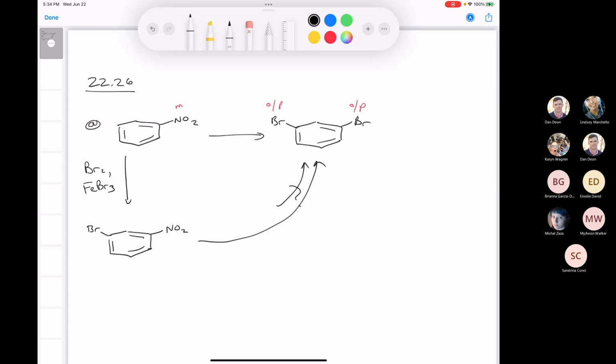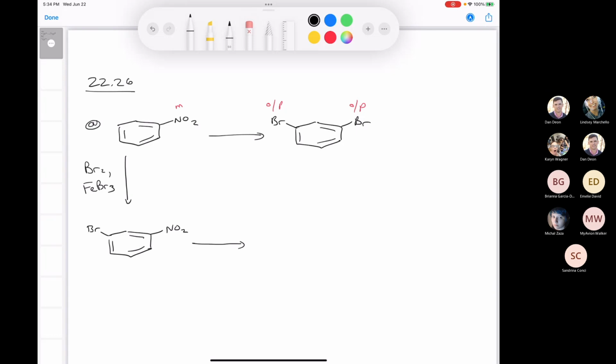Because we know that we can take that nitro and convert it to an amine via reduction. And then we can take the amino group and do a diazotization to make a diazonium salt. And then we can do a Sandmeyer with copper(I) bromide. So let's try that. If you're not following me, I'll walk you through it here.